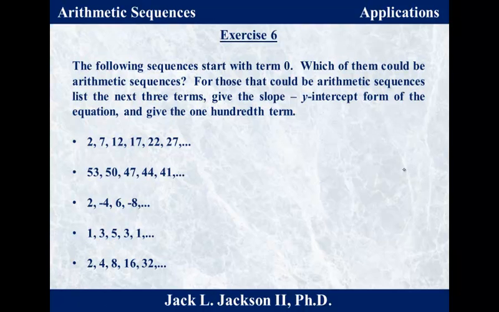Alright, here are some sequences listed out as just ordered lists. Some of these may be arithmetic and some may not be. Tell me which ones are arithmetic and how you know. And if it is arithmetic, give the next 3 terms, the slope y-intercept form of the equation, and then figure out the 100th term. If it's not arithmetic, tell me why you know it's not arithmetic. And if you can, go ahead and figure out a formula for it, but it's not going to be an arithmetic kind of formula. See if you can work on these now. Press pause, come back when you're done.